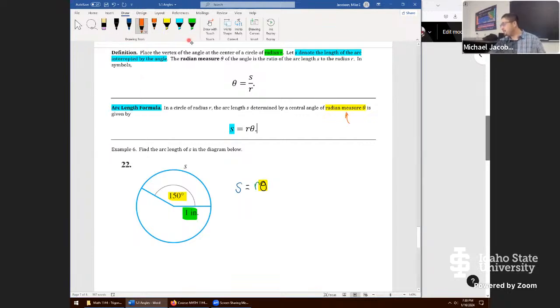Let's put this just as a reminder. We require radians. And again, that's just kind of a theme in trigonometry. We use radians a lot. So really our first step on this problem is fix that measurement of 150 degrees.